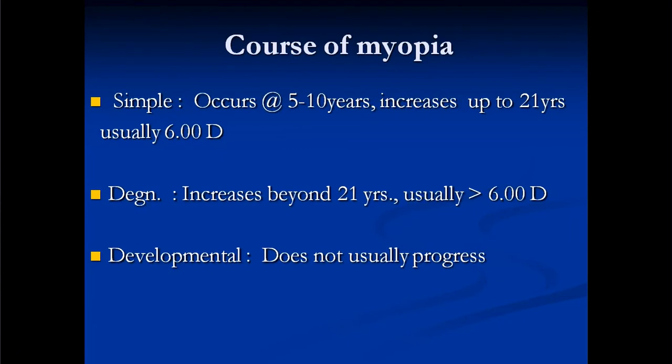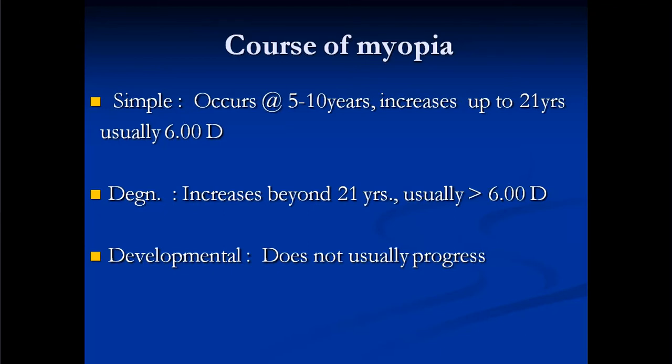Then the course of myopia. In simple myopia, it occurs at 5 to 10 years and increases up to 21 years, and usually the error will be up to 6 diopters. So the progression will be up to 21 years only. After 21 years, it gets stabilized. You know it pretty well. When anybody wants to go for LASIK surgery, we ask them to wait up to 21 years, because after 21 years, usually there will not be any progression of the error.